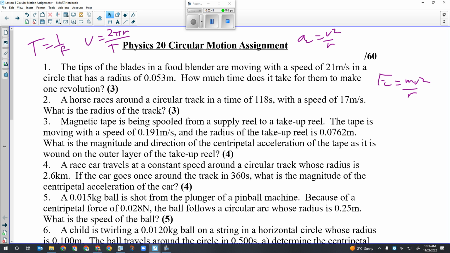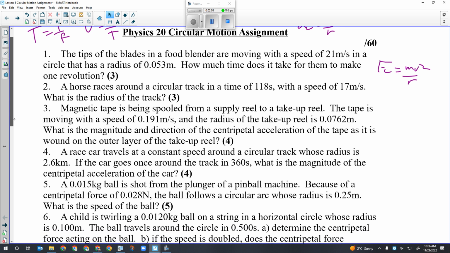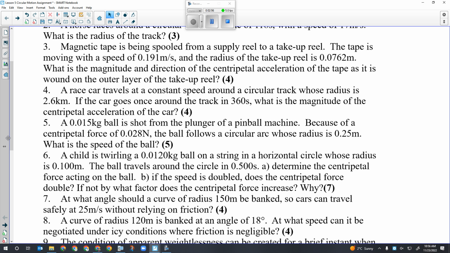Anyway, it's just talking about the reel going like this, pulling on the tape, and it's just asking for the centripetal acceleration of that tape going onto the reel. It gives you the speed, it gives you the radius. Again, don't overthink it. Number 4, a race car travels at a constant speed around a circular track. They give you the radius, but it's in kilometers. The car goes around the track in 360 seconds. Again, time for 1 revolution. What's the centripetal acceleration of the car?